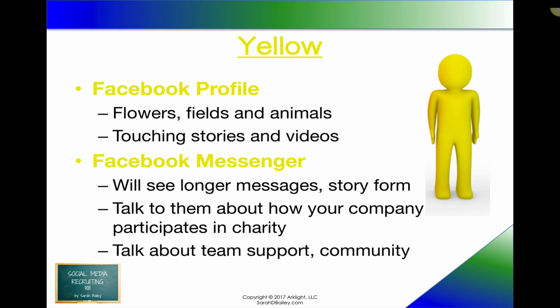A yellow's Facebook profile will have flowers and fields and animals. They'll have very touching stories, human interest stories, animal stories. They'll have videos. You'll see that on their profile. On Messenger, when you talk to a yellow, they will have much longer messages. They'll be in story form. They tend to talk in one giant paragraph.